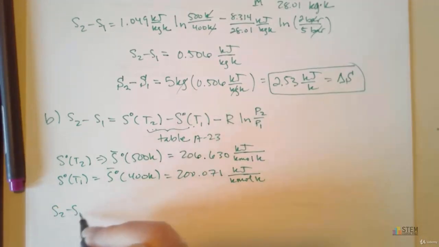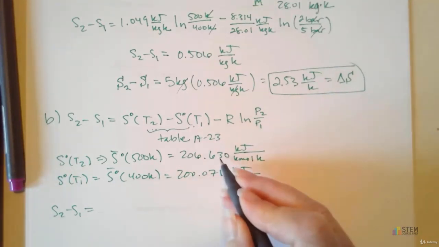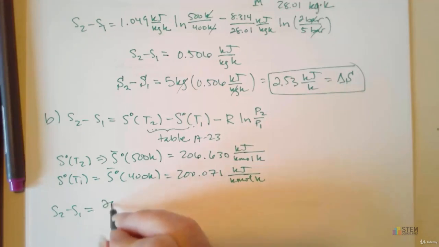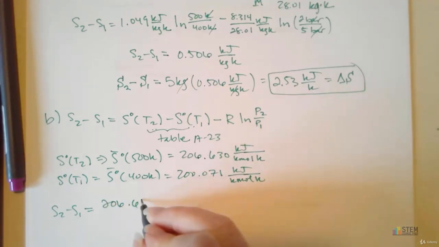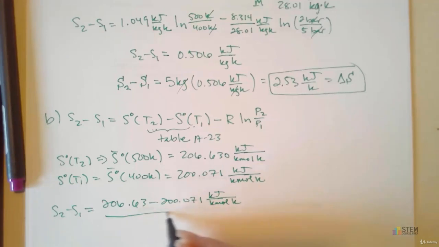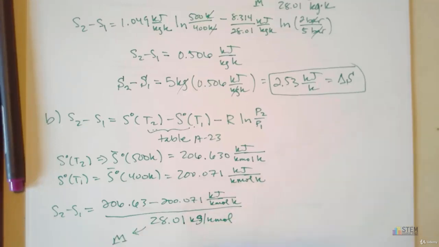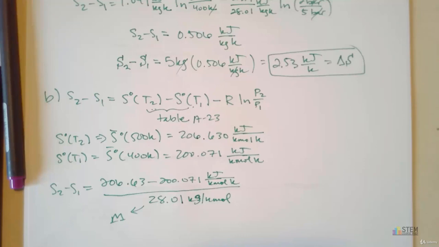So we're going to have S2 minus S1. It's going to be this value minus this value. So 206.63 minus 200.071. Those are both kilojoule per kilomole Kelvin. Now to get rid of kilomole, what should we do? We're going to divide by M. So that's 28.01 kilograms per kilomole. So that's molecular weight. That comes from table A1. That takes care of this part.